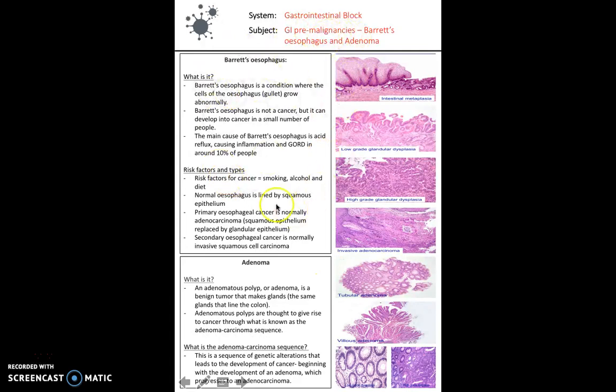Pre-malignancies, so one to be really aware of is Barrett's esophagus. This is a condition where the cells of the esophagus grow abnormally. So it's not cancer, but it can develop to cancer in a small number of people. Barrett's esophagus is mainly caused by acidic reflux, so that's gastroesophageal reflux disorder, in around 10% of people. Adenoma, an adenoma essentially is a polyp, a benign tumour in the colon. And these are thought to give rise to cancer in the adenoma-carcinoma sequence, which we'll cover in a later video.